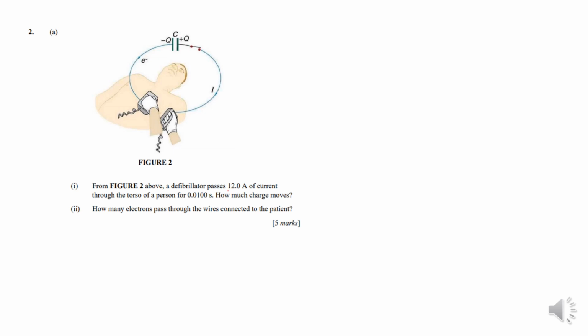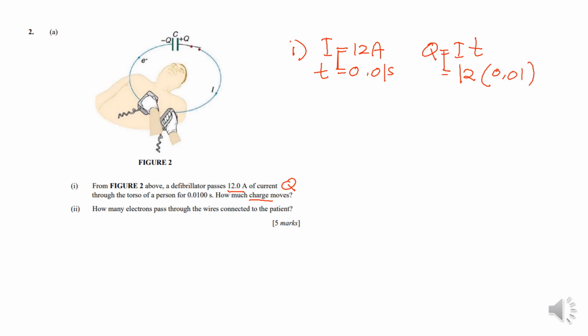So diberi dekat sini I is 12 ampere and T is 0.01 second. So how much charge? So Q lah. So kita tahu Q is equal to IT. I is 12. T is 0.01 second. So kita akan dapat 0.12 coulomb.